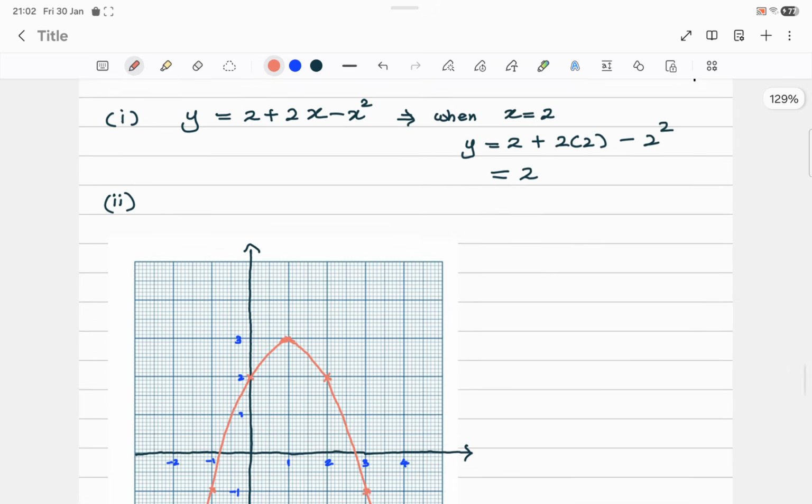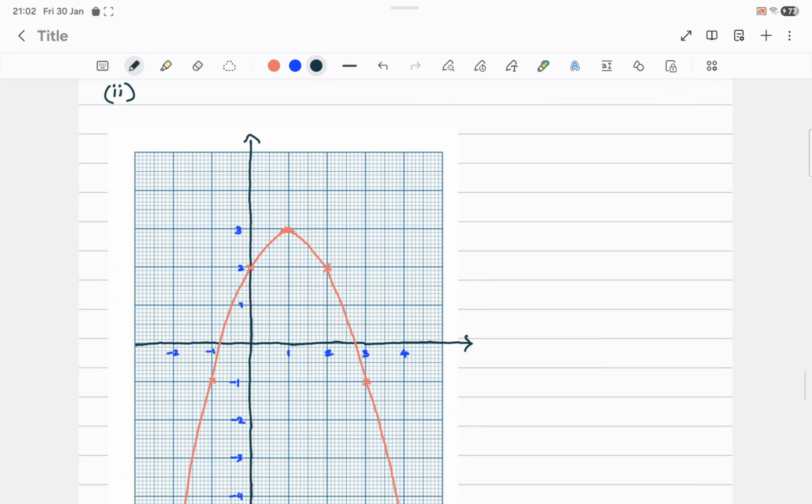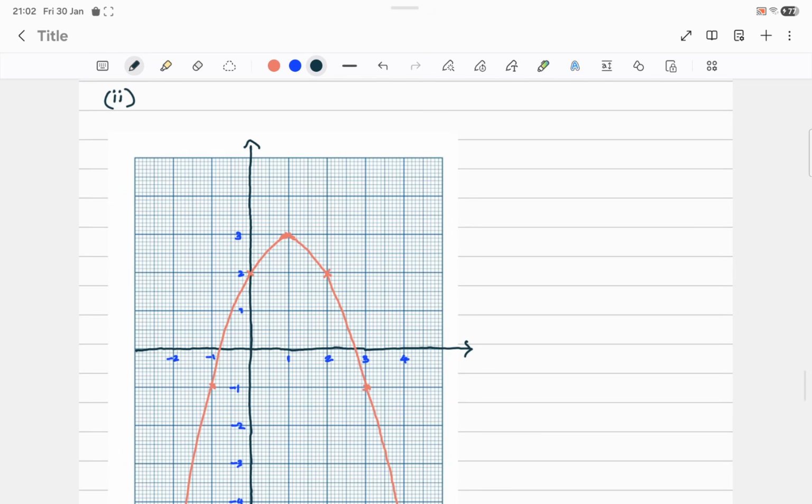Then what are we supposed to do? Oh no, part B, part 1. So that was part A. Part B, part 1 is to find the roots of the function 2 plus 2x minus x squared. Roots are the x-intercepts of the graph. So we can roughly guess it. It looks like 8 boxes, no? So minus 0.8.